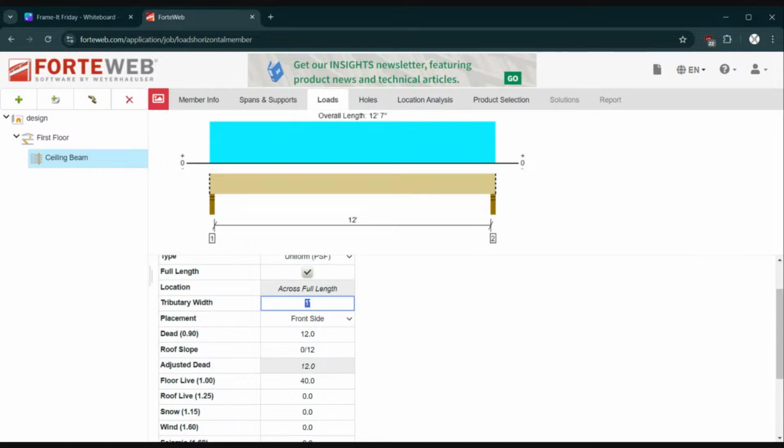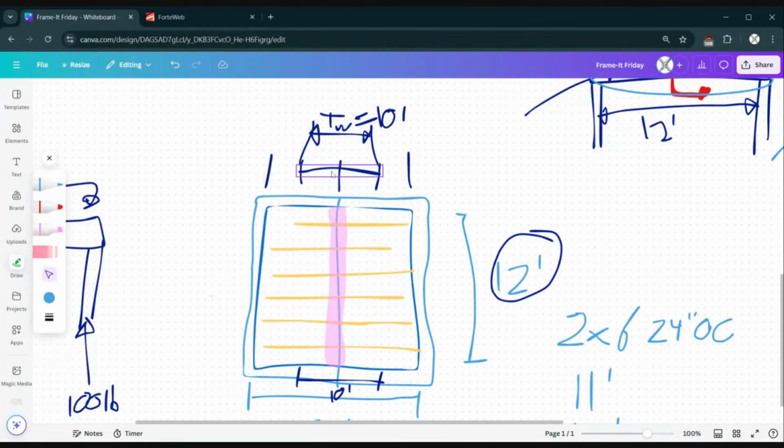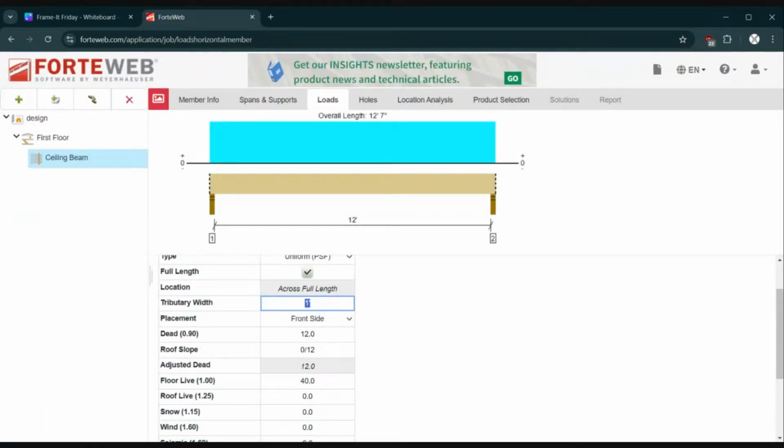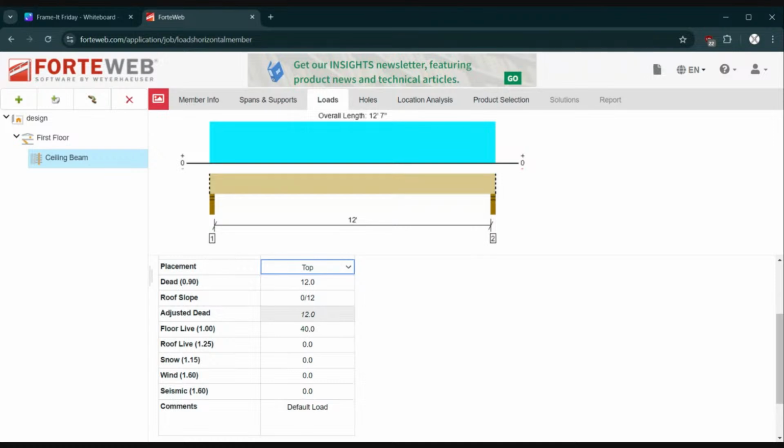What is the tributary width of my load? Well, again, we said 10 feet wide all the way down the roof is loading the beam. So I'm going to say 10 feet. And the placement is on top of the beam. Well, in this case, the ceiling joists are on the side, but the roof is on the top. So in this case, top is fine. This is not super important.